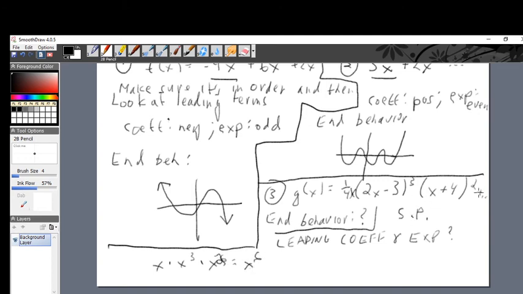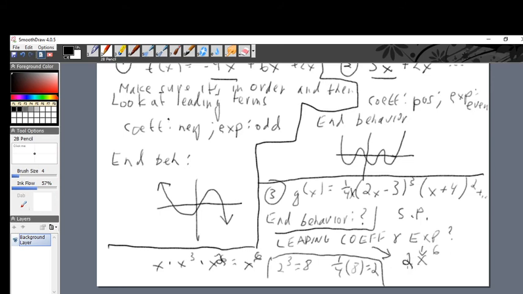So it's a total of x to the sixth. So the exponent is going to be x to the sixth. What about the coefficient? The coefficient is going to be 2 to the third, which is equal to 8. And then 1/4 of 8 is equal to 2. So the leading coefficient is 2.